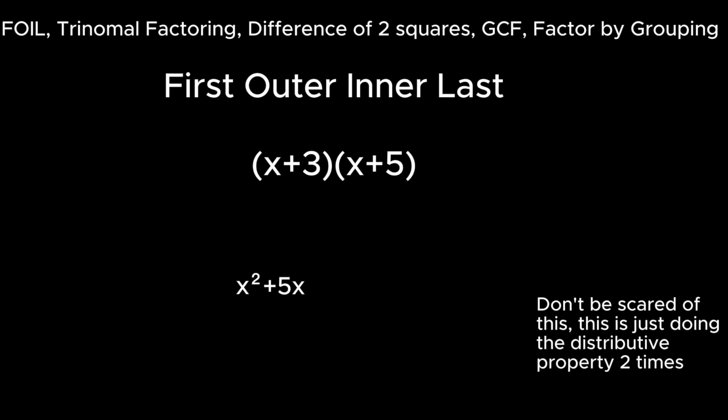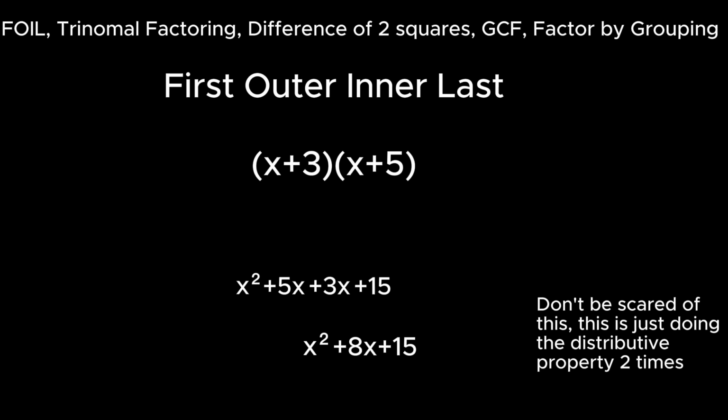Now you multiply the inner terms together. So the 3 and the x on the inside, you multiply these together to get 3x. And then finally, you multiply the last terms, which is the 3 and the 5. So you get 15. And now, when you simplify this, you get x squared plus 8x plus 15.